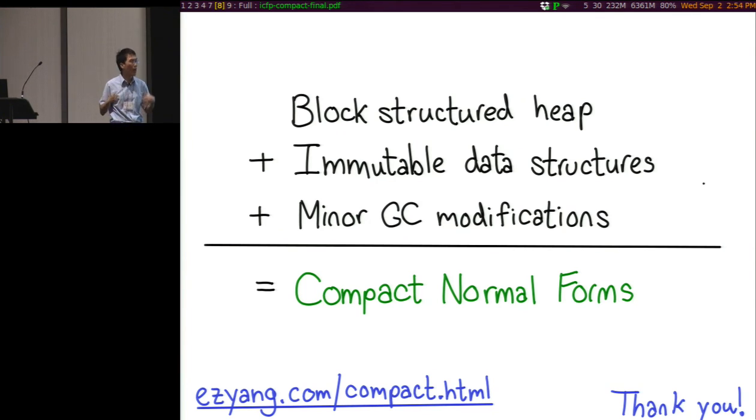And so, at the end of the day, this is a very simple paper. If you have a block structured heap so that you can easily create regions of your heap which are containing separate data structures, and if you only put immutable data structures in them, then with minor garbage collection modifications, you can get compact normal forms, which let you efficiently send data over the network while avoiding garbage collection overhead when they are in your program. Thank you very much.